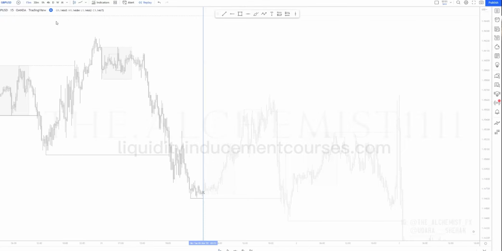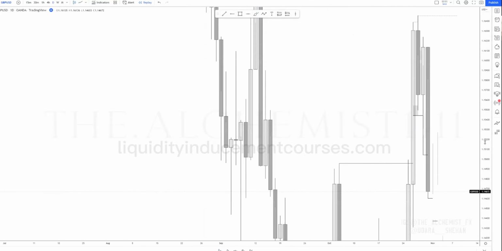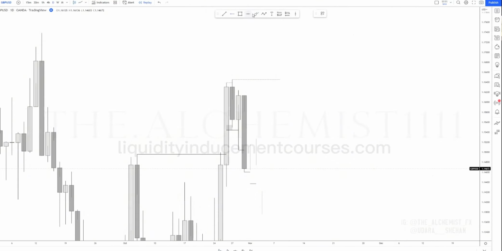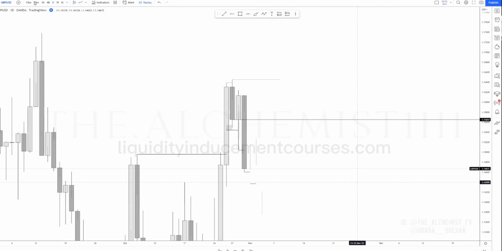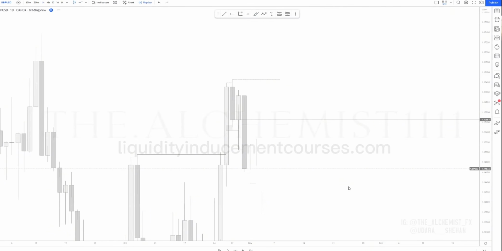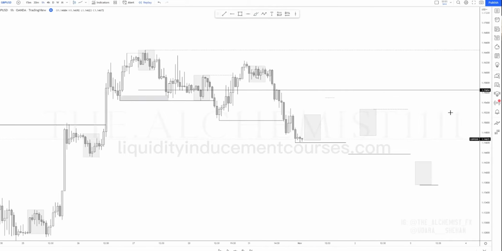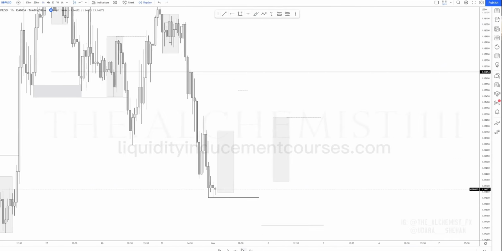Multi-time frame. Go to the daily. What do we have? Once this breaks, what will it act as? Resistance. Right? So now use a line chart. A support is broken. What will it do? It will act as a resistance. Draw a line. Go to a lower time frame. Let's check what's going to happen.